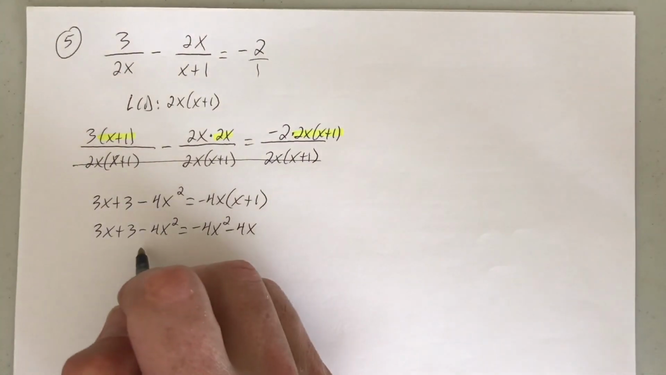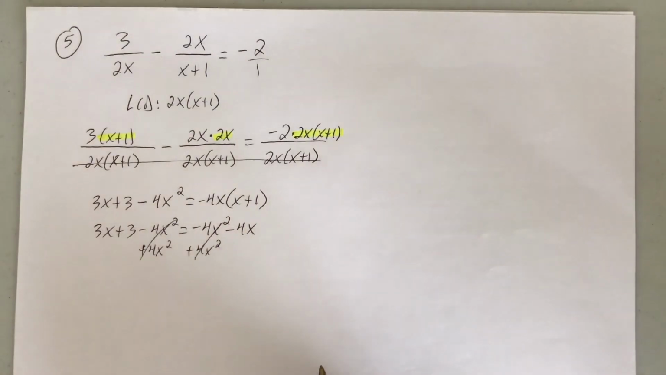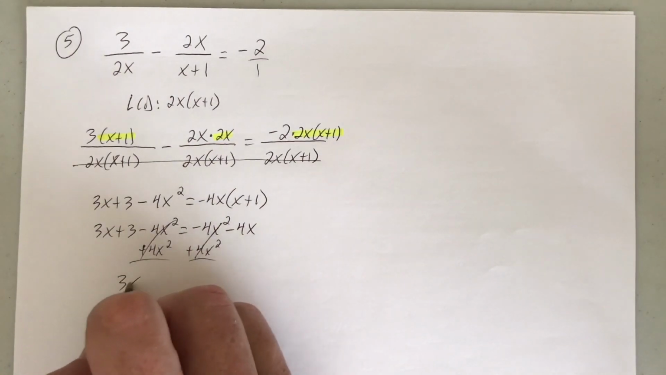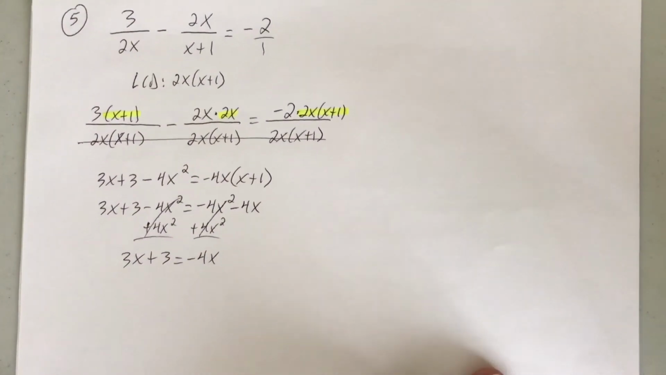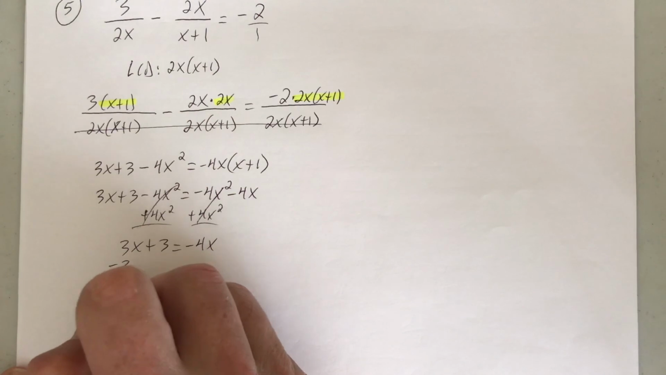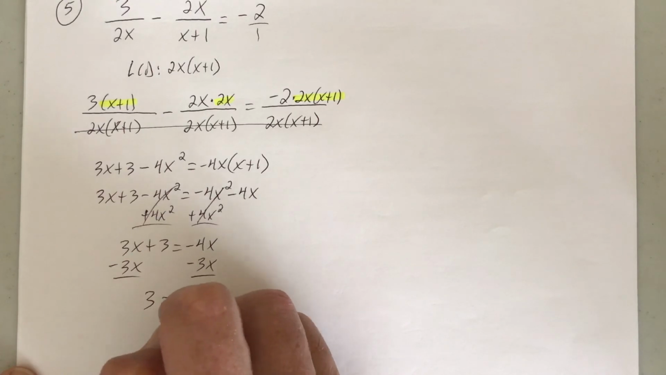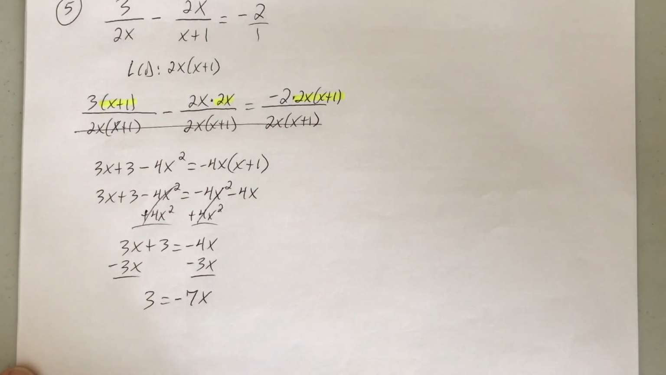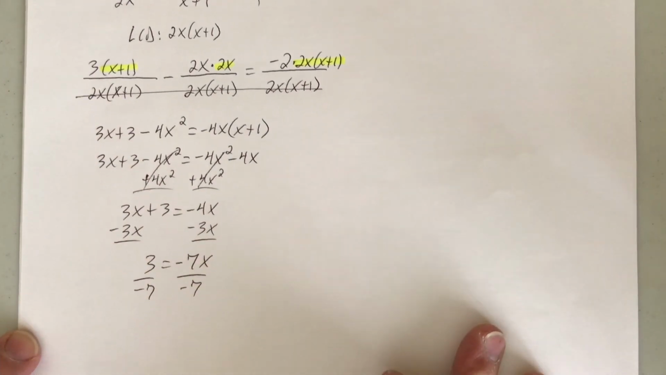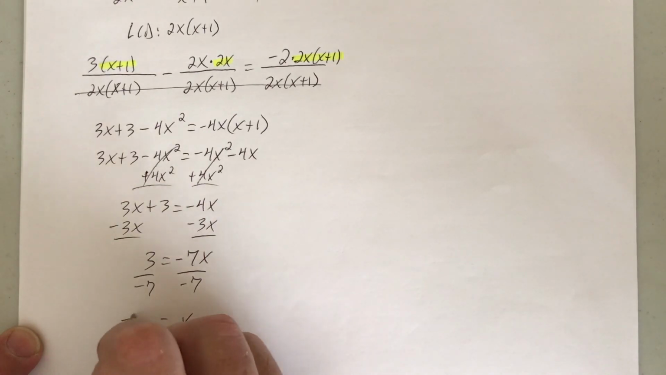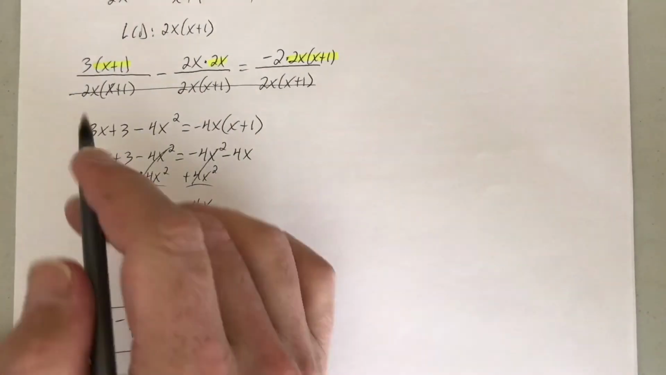So I'm going to move over to get the x squareds to one side, but look what happens when I do that. They actually all cancel out. So then I'm just left with 3x plus 3 is equal to negative 4x. And then I can go ahead and subtract my 3x over. And that would give me 3 is equal to negative 7x. And then, of course, I'm going to divide by negative 7. And that will leave me with x is equal to negative 3/7. And that is the answer to number 5.